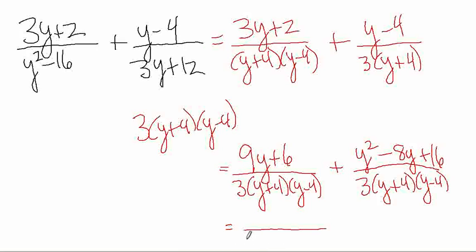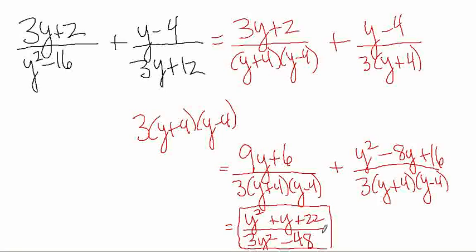The denominator would be 3y squared minus 3 times 16, so minus 48. And on top we get y squared plus 9y minus 8y, so plus y, 16 plus 6, so plus 22, and I hope that is what you got, or something equivalent to that. y squared plus y plus 22 all over 3y squared minus 48.